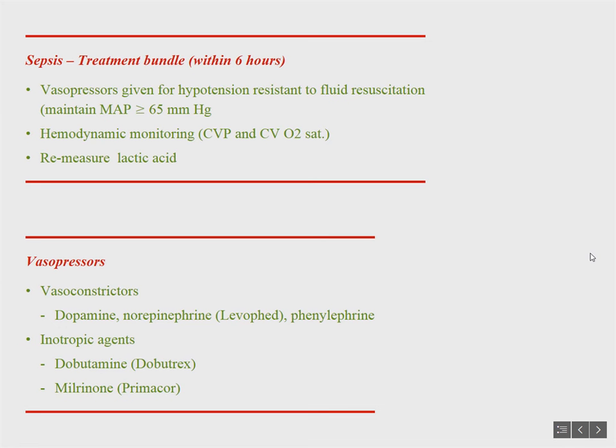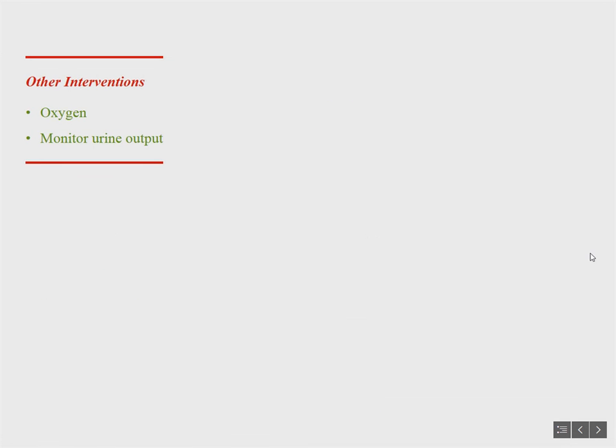Now, what inotropic agents do is they increase myocardial contractility. So they cause the heart muscle to squeeze more effectively. They make the pump of the heart more effective and increase cardiac output. So you may see dobutamine used or Primacor used, okay? But I want you guys to be focused on that 3-hour bundle. Other interventions, of course, are going to be providing oxygen therapy if your patient needs it, okay, and continuously monitoring their urine output.